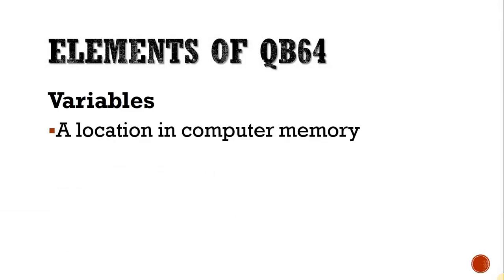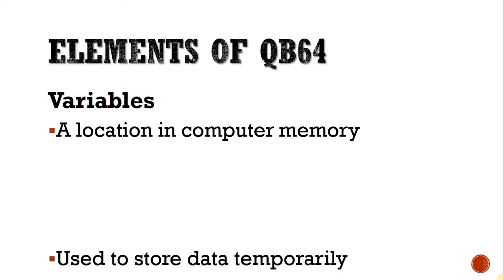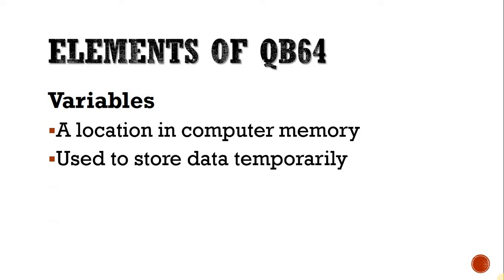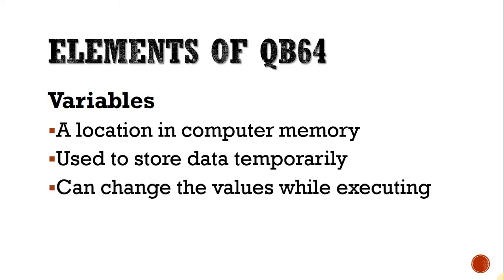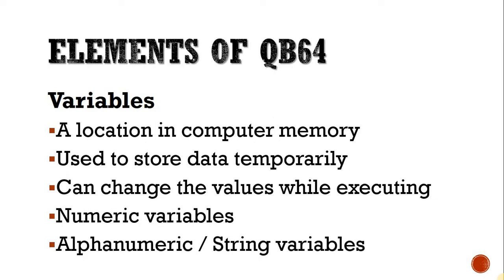Next, variables. A variable is a location in computer memory. Each and every variable has a name and it is used to store data temporarily. We can change the values in a variable while the program is executing. There are two types of variables, numeric variables and alphanumeric variables. A numeric variable stores a numeric constant. An alphanumeric variable stores an alphanumeric constant.